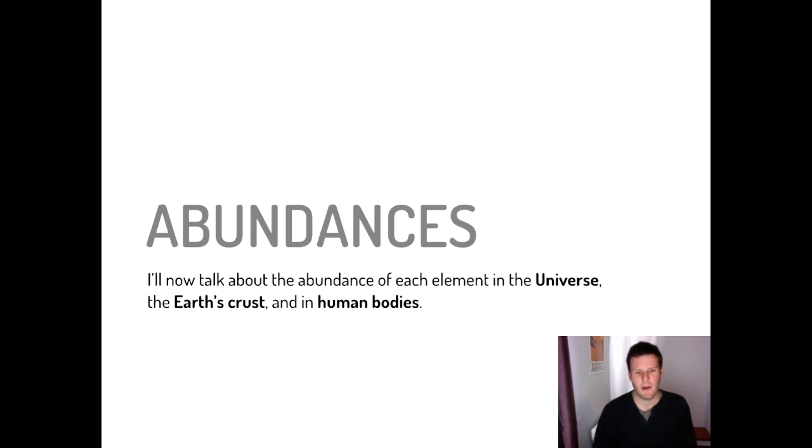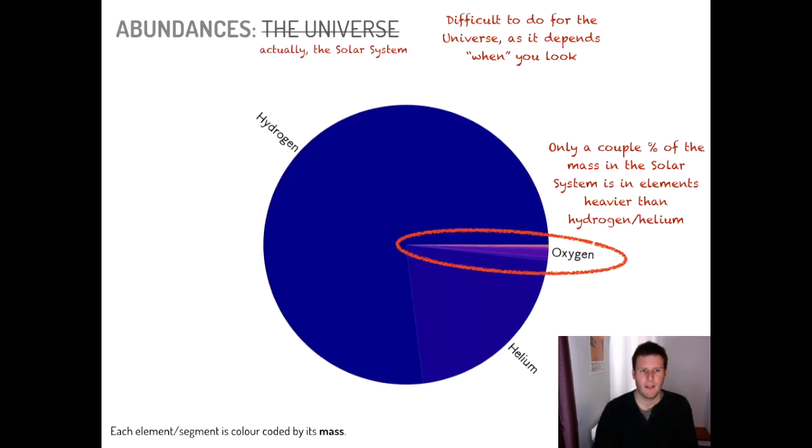What I'm now going to talk about is the abundance of elements in the universe, the Earth's crust, but also human bodies. If we look at the abundances of the elements in the universe, well actually in this case the solar system, because universe really depends on when you look. If I look really far away, I'm looking back in time, and so I'm seeing the universe before it's maybe had chance to build up lots of heavy elements. So I'm going to use the solar system as my definition of the universe here.